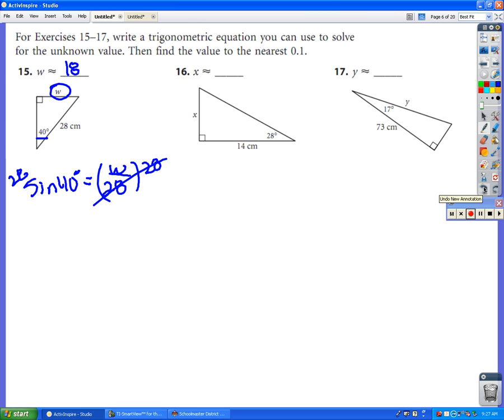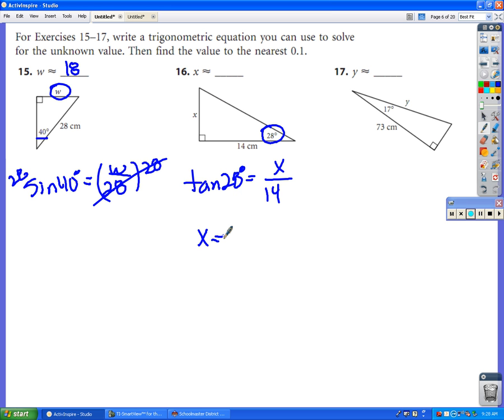All right? Okay, so to find x, again, I have to focus in on this angle right here. What two sides do I know? I know the adjacent and I know the opposite, so I'm going to use tangent. So the tangent of 28 is the opposite side, which is x, divided by the adjacent side, which is 14. So to figure out what the tangent of 28 is, do I multiply or divide?